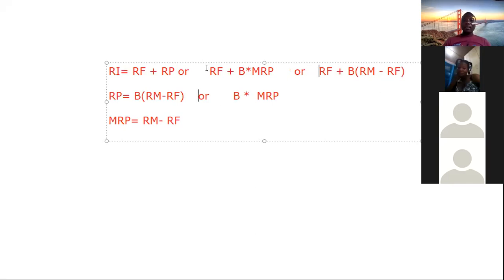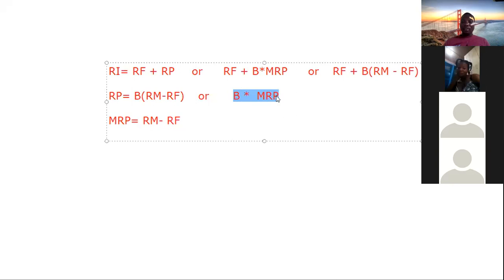They all mean the same thing. So RI is equal to this plus this. And when we have broken this RP down, we say this RP is equal to this. So if RP is equal to this, then I also know that this RM minus RF will give me MRP. So if this minus this is equal to this, then I can rewrite this one as this multiplied by MRP. That is all what I'm saying.